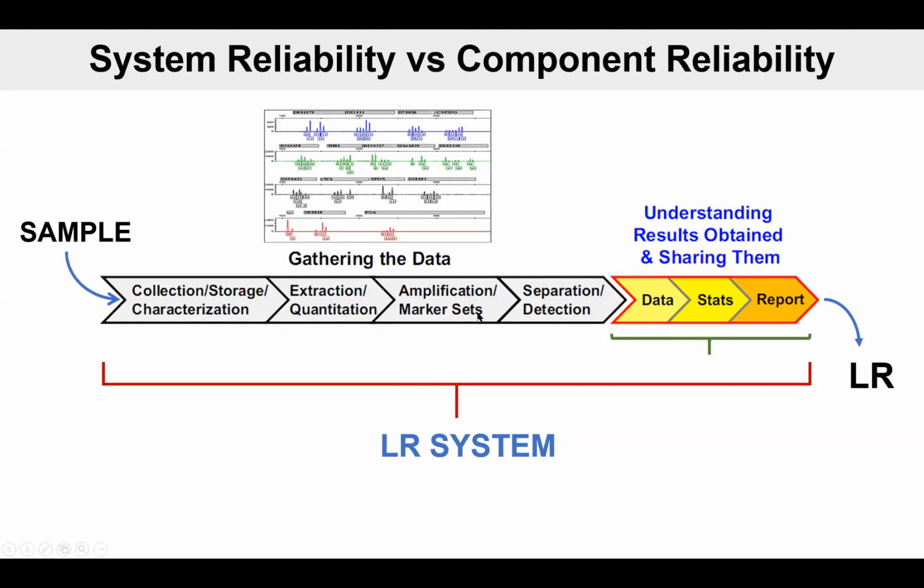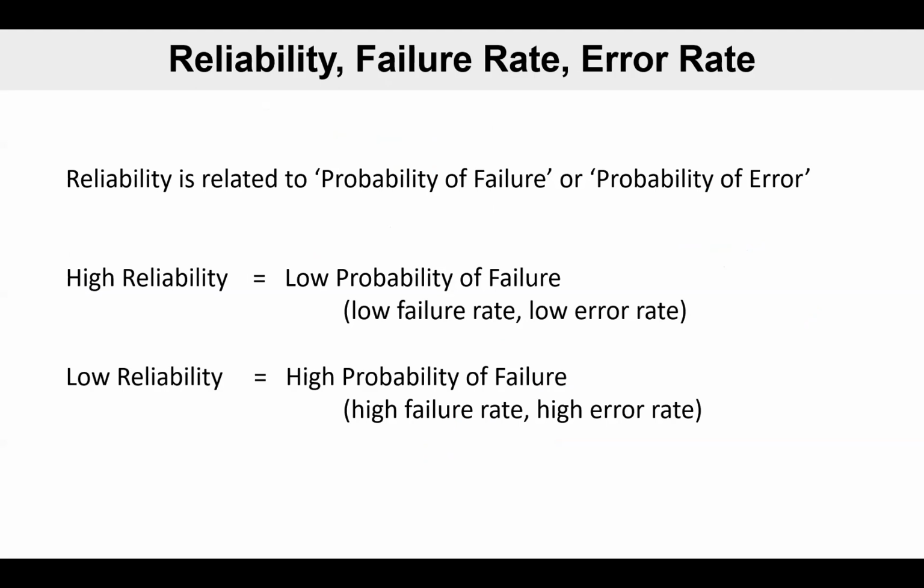Now, reliability is related to probability of failure, probability of error. So high reliability means the system rarely makes mistakes. And high reliability in a particular case means that we assess the probability of failure to be very low in this case. Likewise, low reliability means high probability of failure.